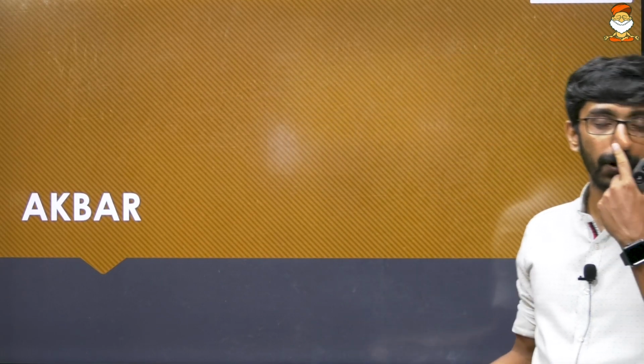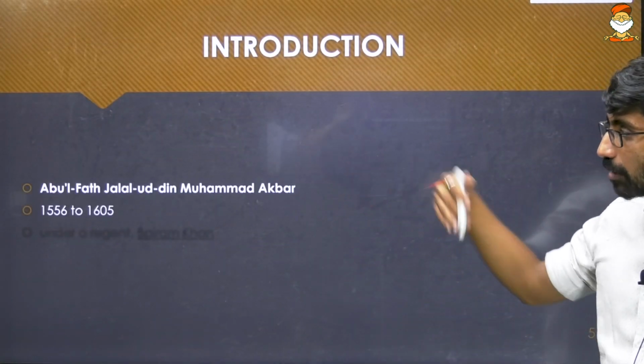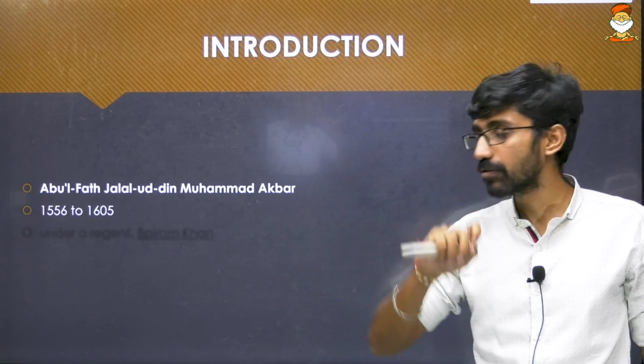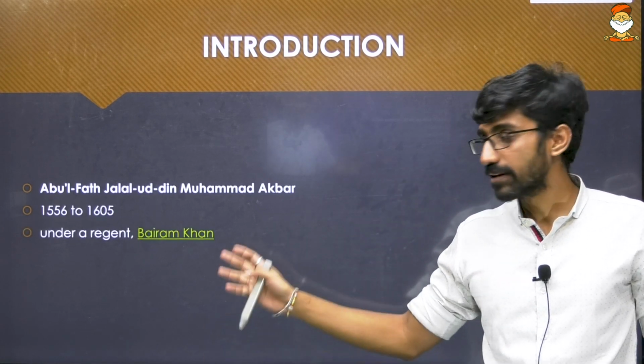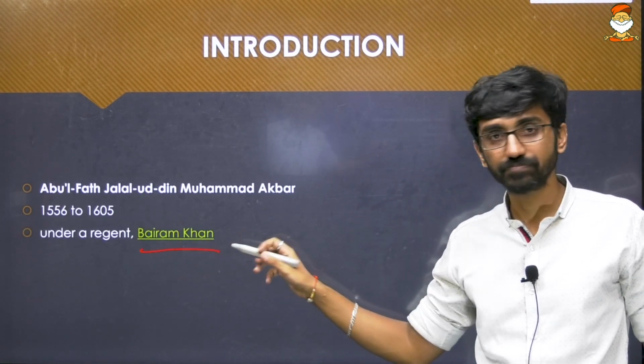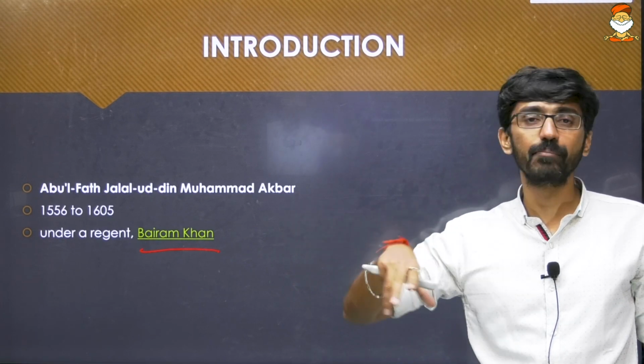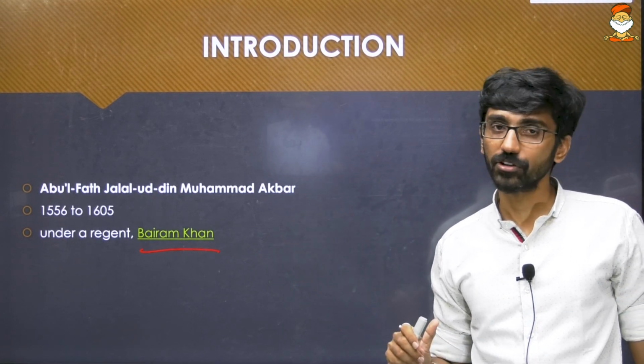Then again, with the help of the Safavid dynasty as well as Bairam Khan, he restored the Mughals in 1555 in the Battle of Sirhind. Okay, but later what happened? I will come to that one. That is Jalaluddin Muhammad Akbar, 1555 to 1605, and he was under the regent Bairam Khan. Bairam Khan looked after the empire when Akbar was a minor.